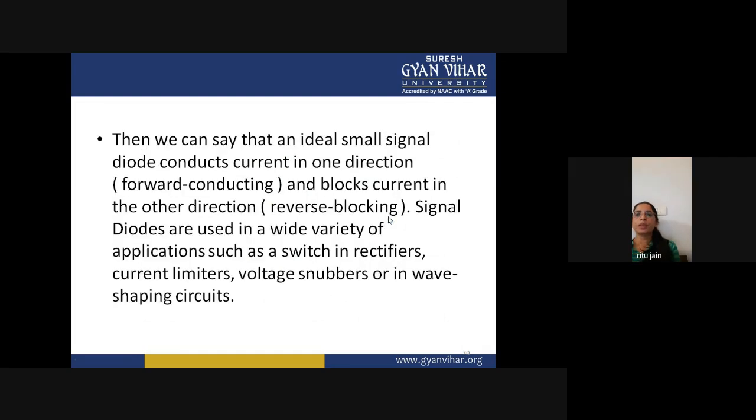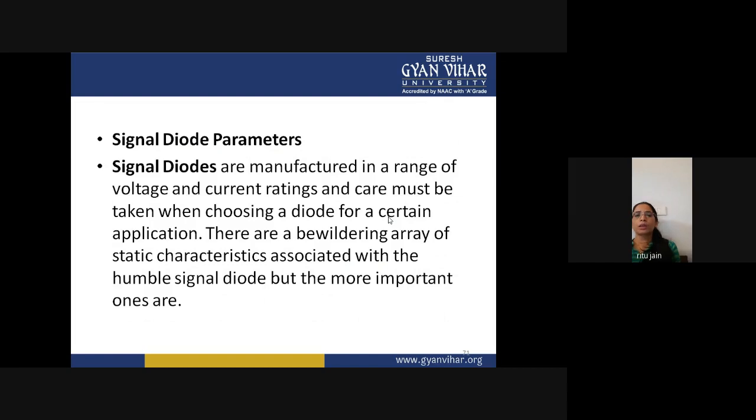So we can say that an ideal small signal diode conducts current in one direction, that is forward conducting, and blocks current in the other direction, that is reverse blocking. Signal diodes are used in a wide variety of applications such as switches in rectifiers, current limiters, voltage snubbers, or in wave shaping circuits. Now, signal diode parameters. Signal diodes are manufactured in a range of voltage and current ratings.